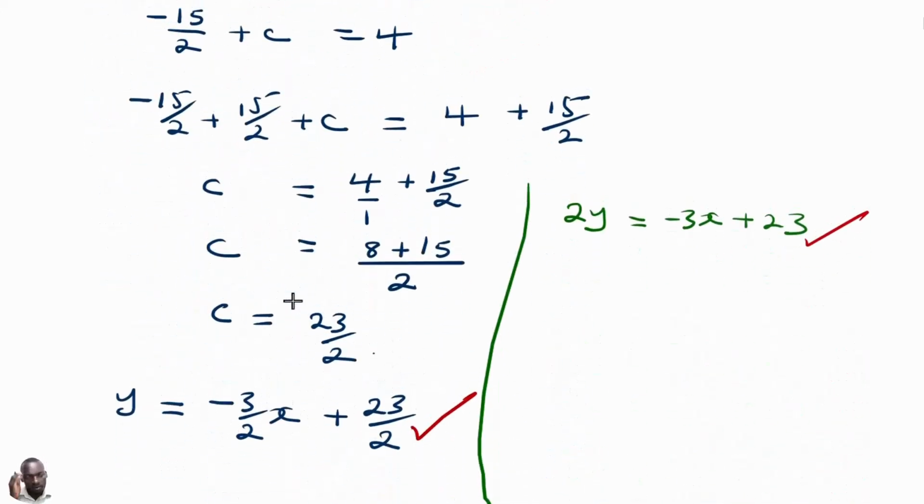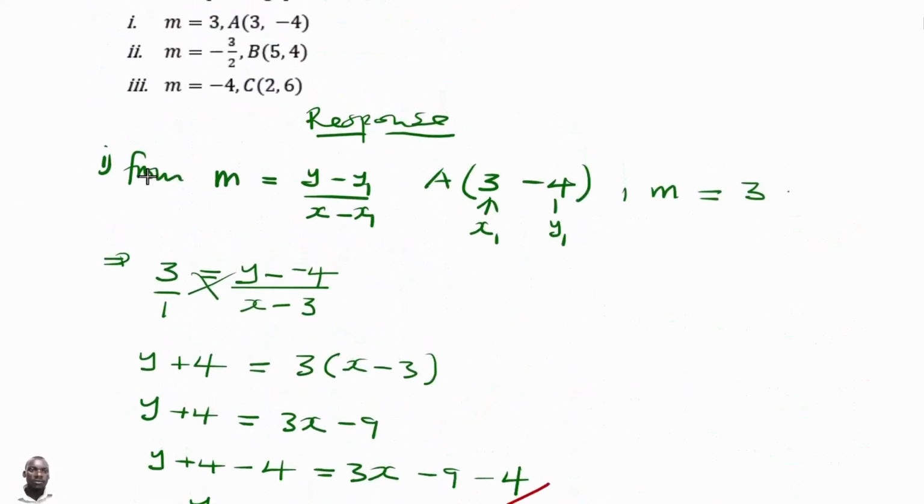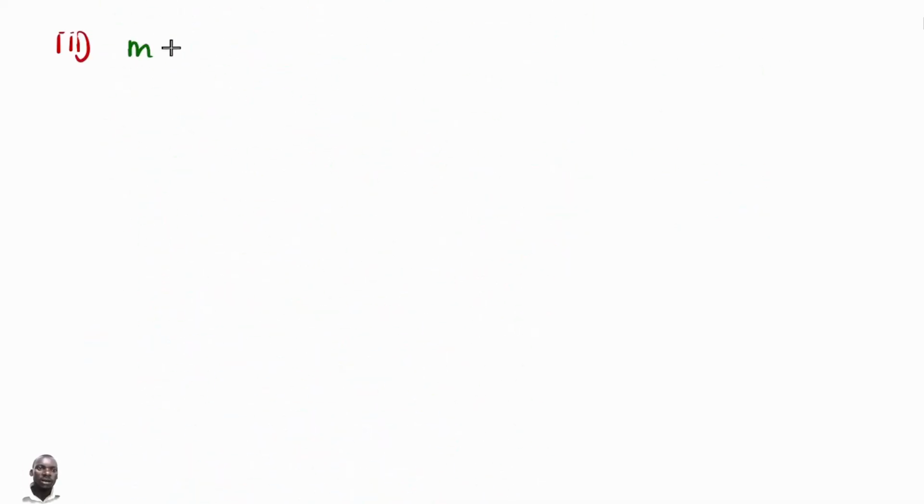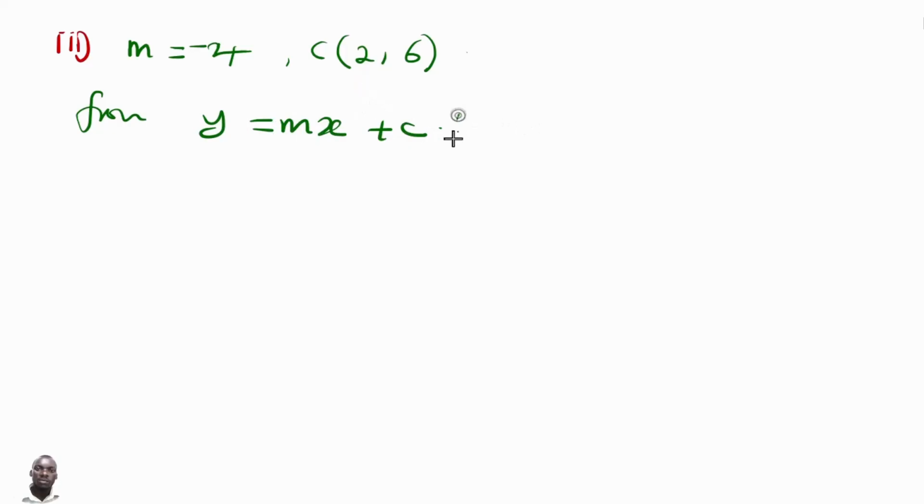Let us have Roman numeral 3. Remember our m is given as negative 4, then point C is 2, 6. So we have m as negative 4, then the point is 2, 6. Still from y equals mx plus c, we are going to substitute in whereby y is equal to 6 and x equals 2. We look for the value of c, which is the y-intercept. As we substitute, we are going to have 6 being equal to our m, which is negative 4, multiplied by our x, which is 2, plus c.